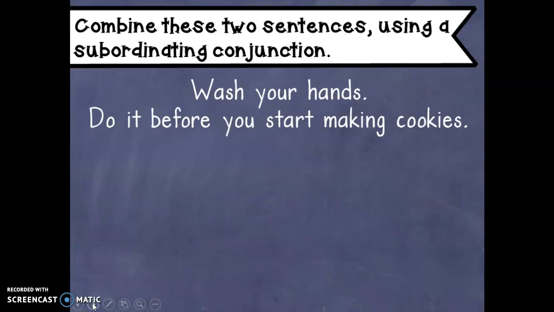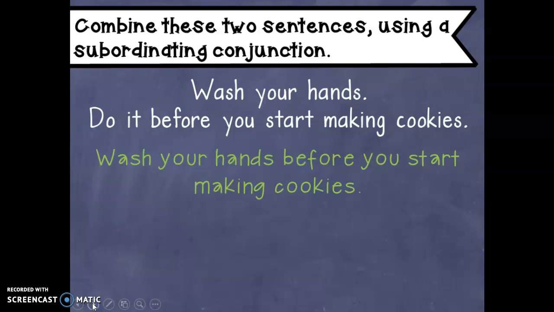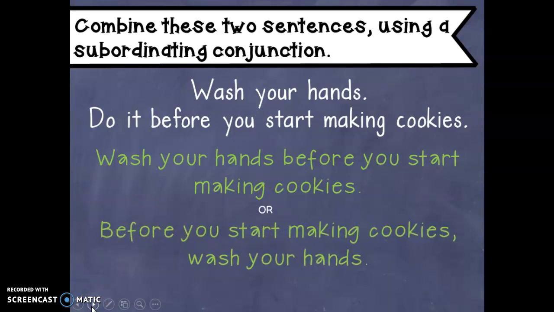Wash your hands, do it before you start making cookies. So how can I join those together using a subordinating conjunction? So wash your hands before you start making cookies. Okay, so before would be my conjunction. Or you could say, before you start making cookies, wash your hands. Okay, so you'll notice that this is a clause, so I need a comma before I get to the main clause.